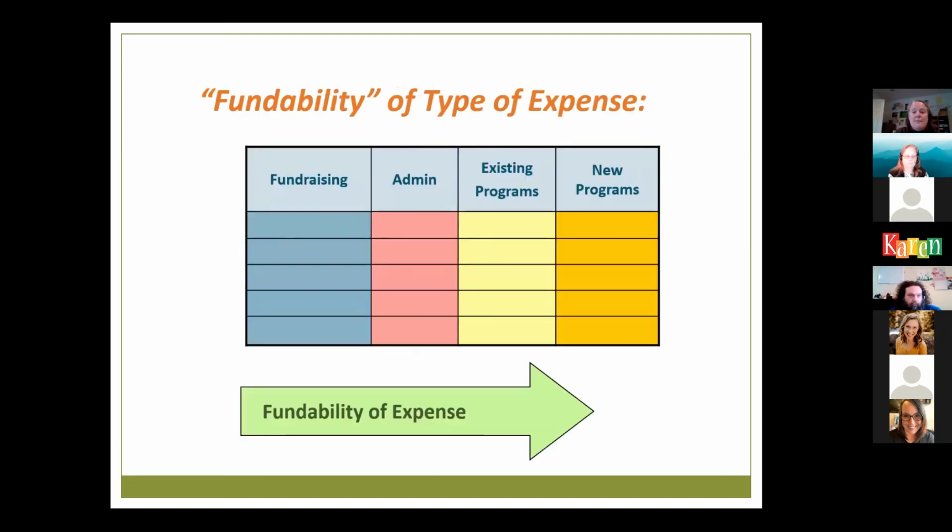Okay. Now, we talked about fundability of expenses the last time. I'm going to go over that again because it's such an important part of planning budgets. So what we said was the thing that funders love the most, the most fundable of expenses, are the programs that we're doing. And that's because those are helping us accomplish our mission.